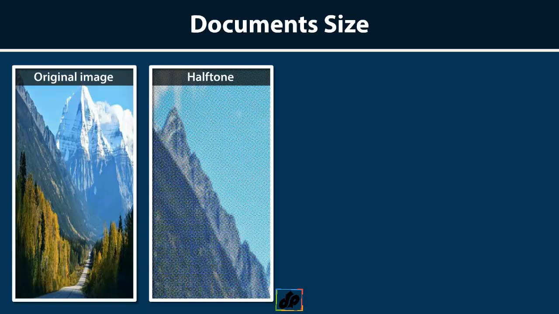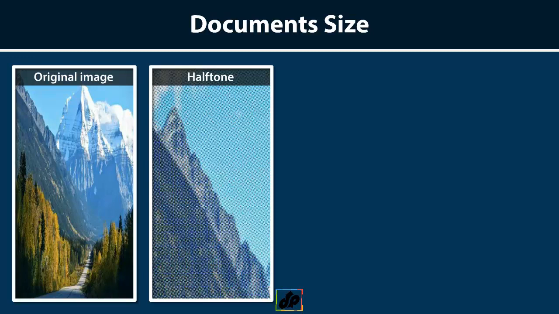So we might be restricted to an 85 line screen. But if we are printing to a high-end paper for a coffee table book, it may be possible for us to print as high as a 300 line screen. So as a rule of thumb, we need 1.5 to 2 times the line screen, which is referred to as the LPI, lines per inch, in pixels per inch in Photoshop.